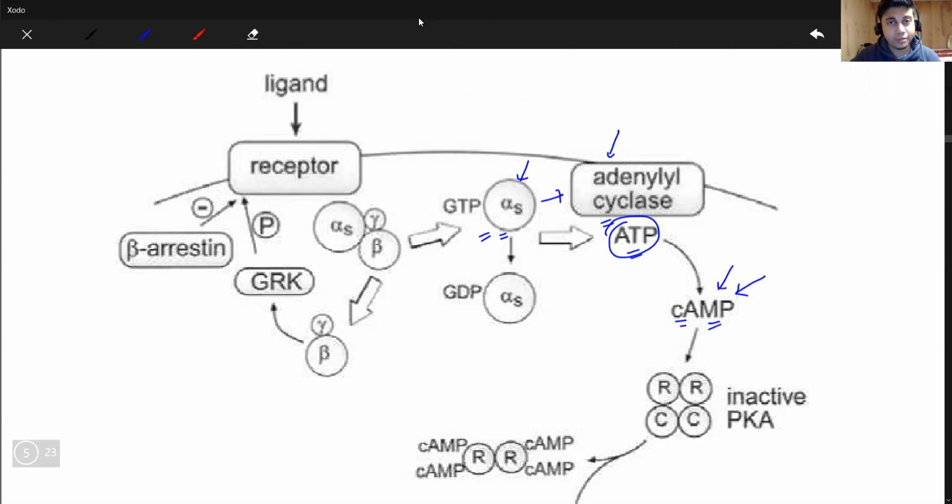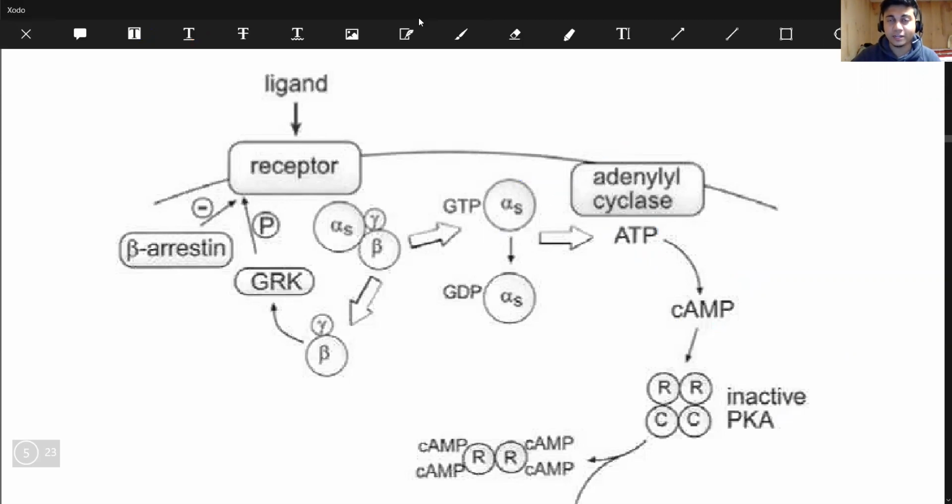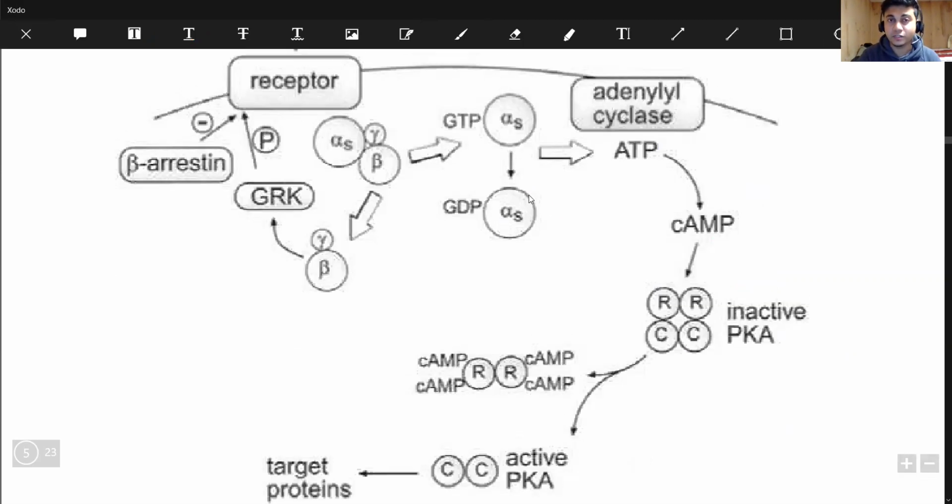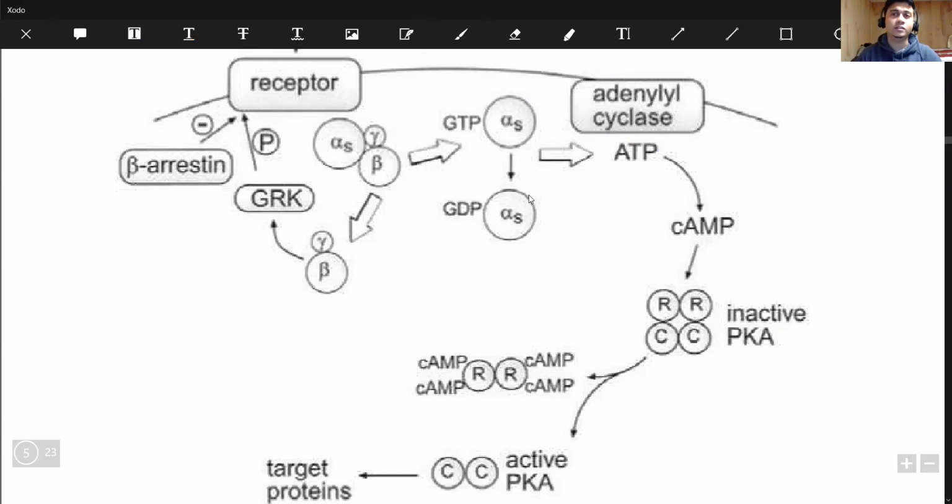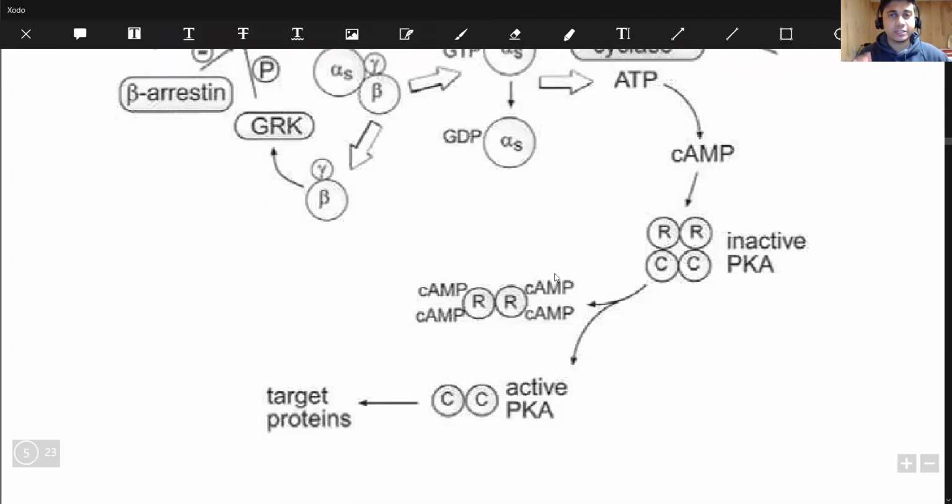Now that cAMP, this cyclic adenosine monophosphate, will work on certain proteins. This protein, as you can see, is an inactive PKA. What is PKA? Protein kinase A. These proteins have several enzymatic activities to run the intracellular functioning inside the cell. Now this inactive PKA, with the help of cAMP, becomes active protein kinase A. So when this cAMP binds to this inactive protein kinase A, it becomes active protein kinase A.